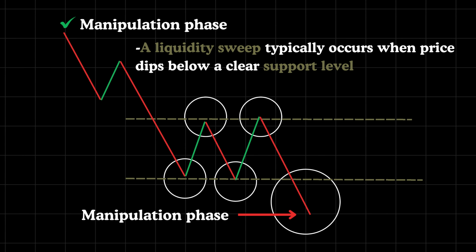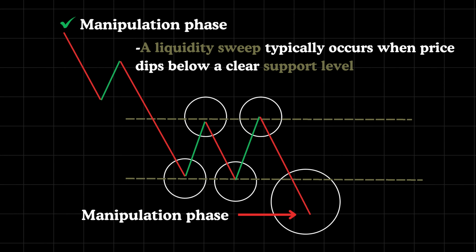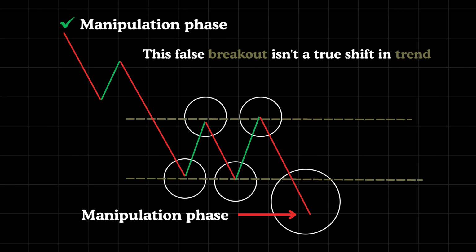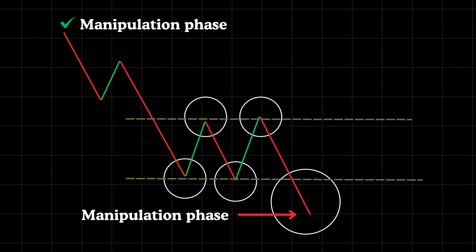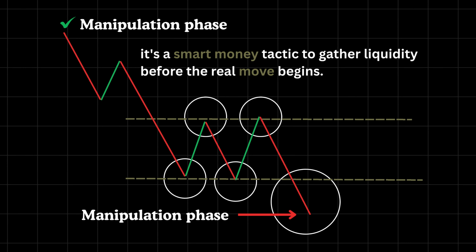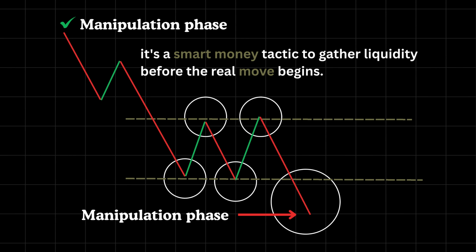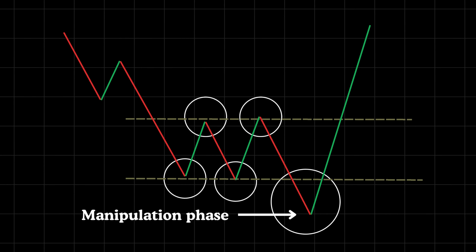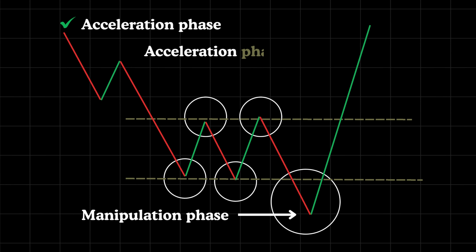A sweep often happens when price breaks beneath a clear support and quickly snaps back into the range. This false breakout isn't a genuine trend reversal, it's a smart money tactic to grab liquidity before the actual move. Once enough orders are collected, smart money launches price forcefully in the opposite direction. That swift push is known as the acceleration phase.